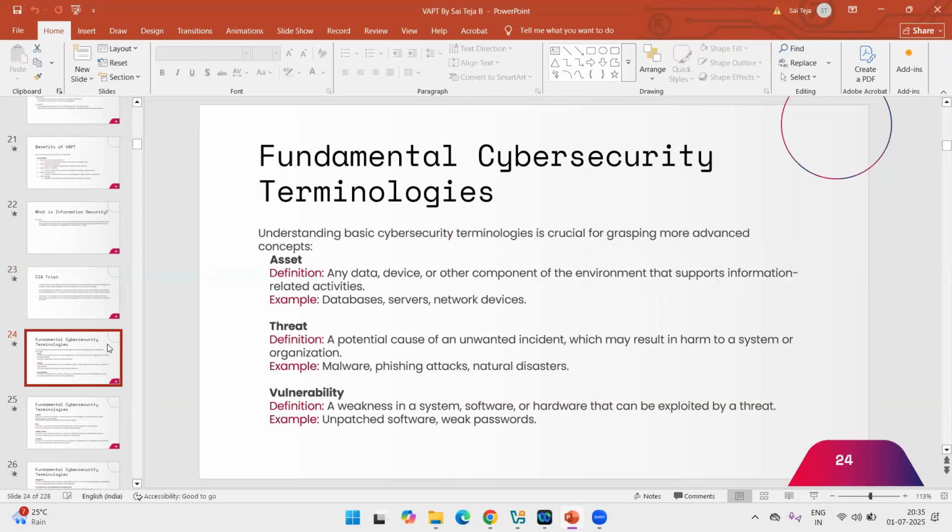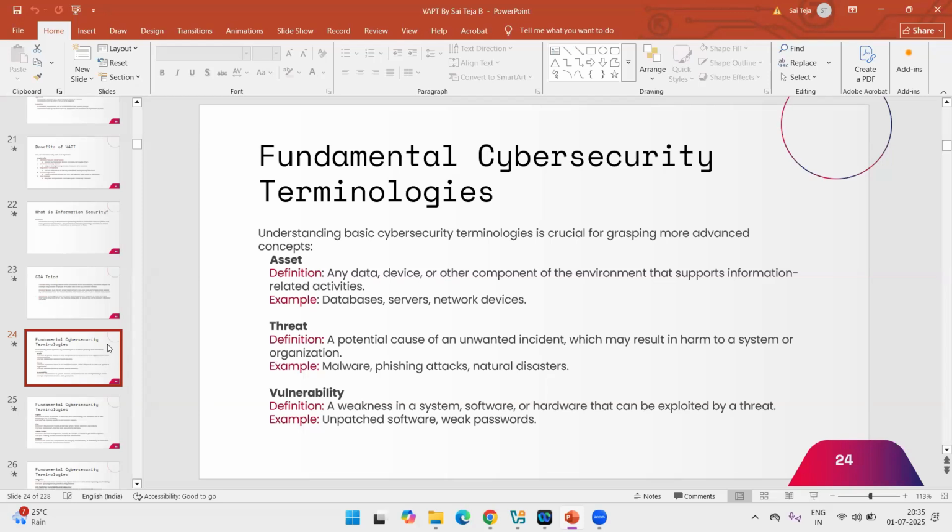Next, we'll start with very basic fundamental terminologies. So first is assets. What is an asset to an organization? It could be anything which has some kind of a value in it. Even the employee is also an asset to an organization. The database, servers, network devices, endpoints. Anything which has some kind of a value in it, we basically call it an asset.